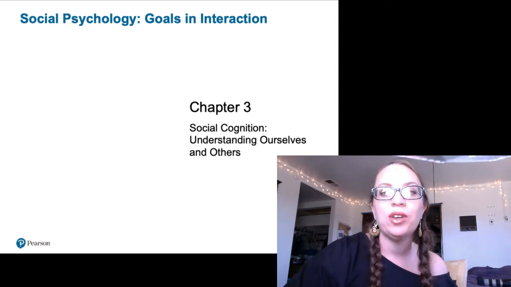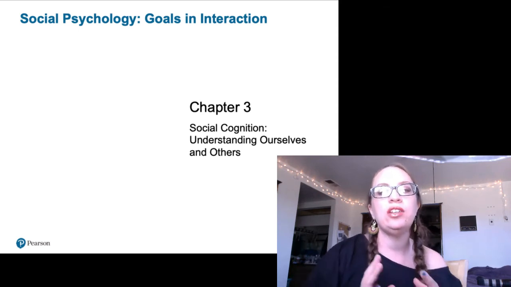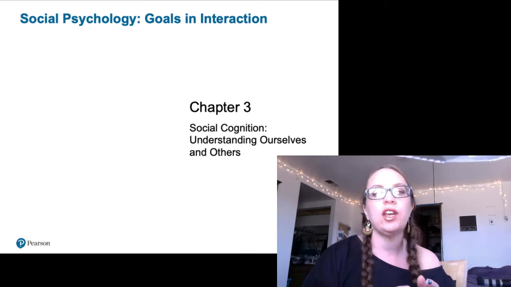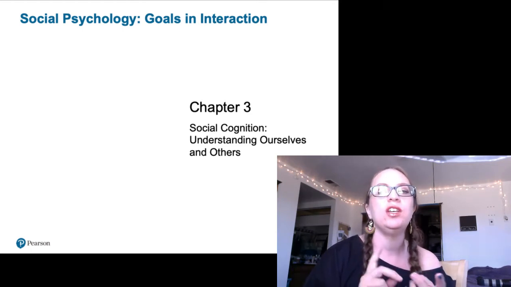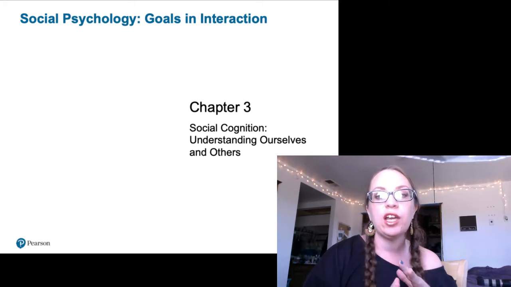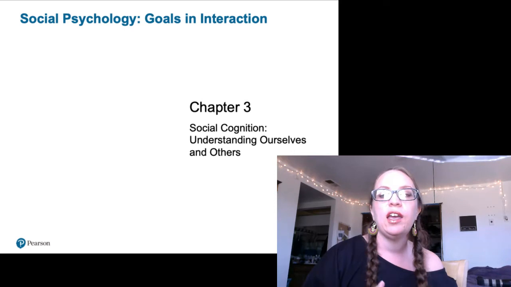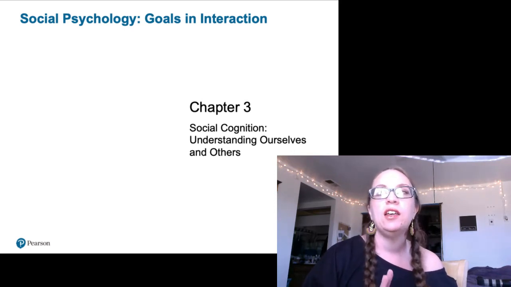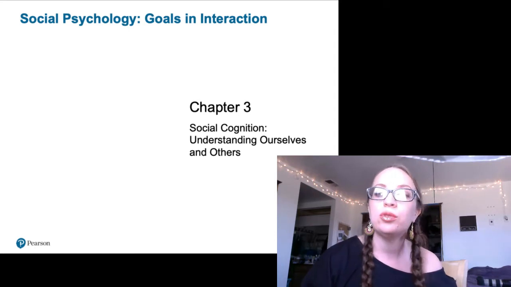Hey guys, so we are going on to Chapter 3. Chapter 3 introduces you to social cognition and its four processes of attention, interpretation, judgment, and memory. It then describes cognitive shortcuts that humans use to conserve mental effort and the features of the person and the situation that can impact the tendency to use those shortcuts.